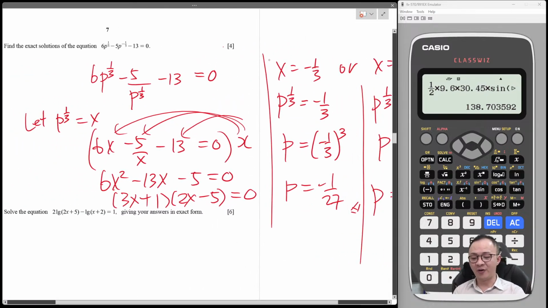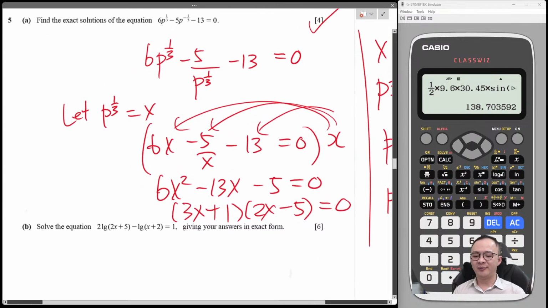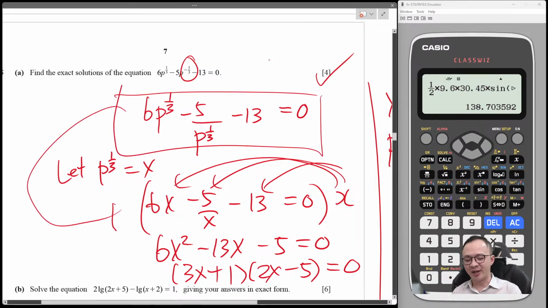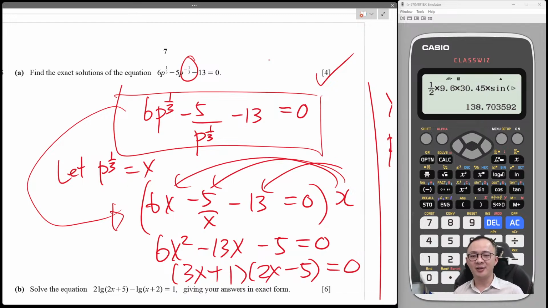Yeah, and so on. Basically, the important tips here is you need to know negative power means the whole thing at the denominator, and then you need to understand this one can become a quadratic. So if you're able to see it's a quadratic, then yeah, everything will be good.